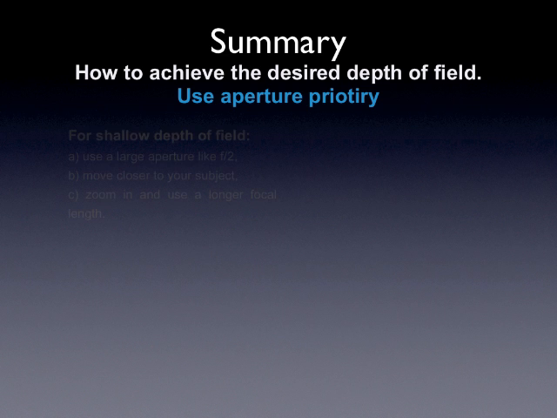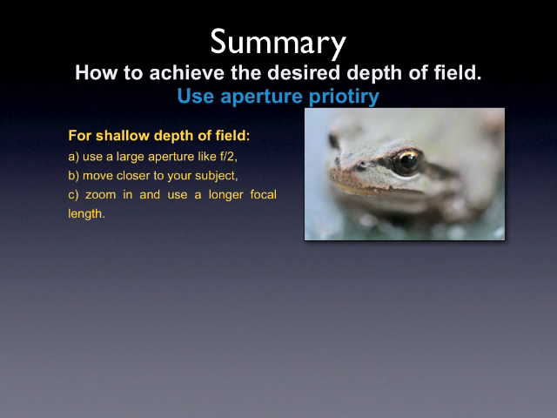So in summary, how to achieve the desired depth of field using aperture priority. Put your camera on the little dial, turn it on to A mode. Use a large aperture like f2. Some of your cameras, the smallest number is 3.5, but get the smallest number, and then move closer to your subject and zoom in. All of these things will contribute to a shallow depth of field. How's this? Only the eye of this little frog is in focus. You can't see the fact that he's sitting on my hot tub, which would have wrecked the picture.